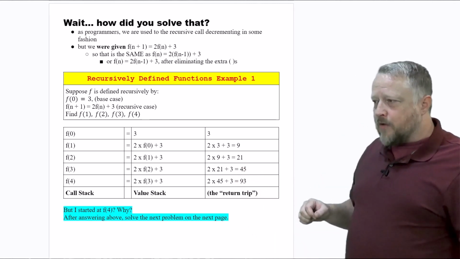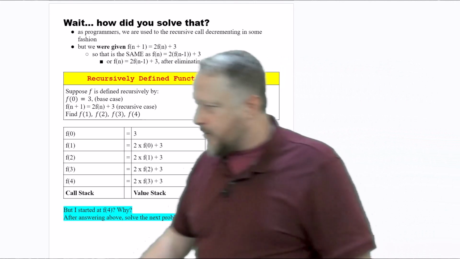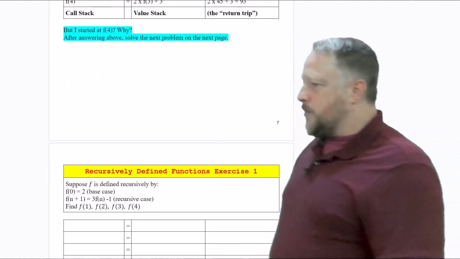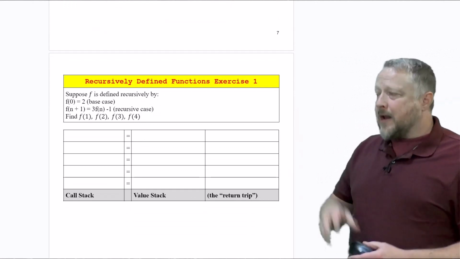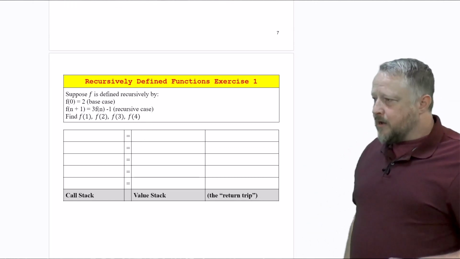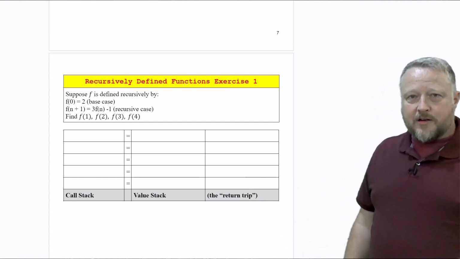I want you to go ahead and solve the next problem on the next page. So let me get to that real quick. Forgot about that part. So that's going to be this one. I want you to go ahead and finish that one, and I am going to go over a solution with you on that one. I'll leave it at that. Get to work, and I'll see you in a moment.